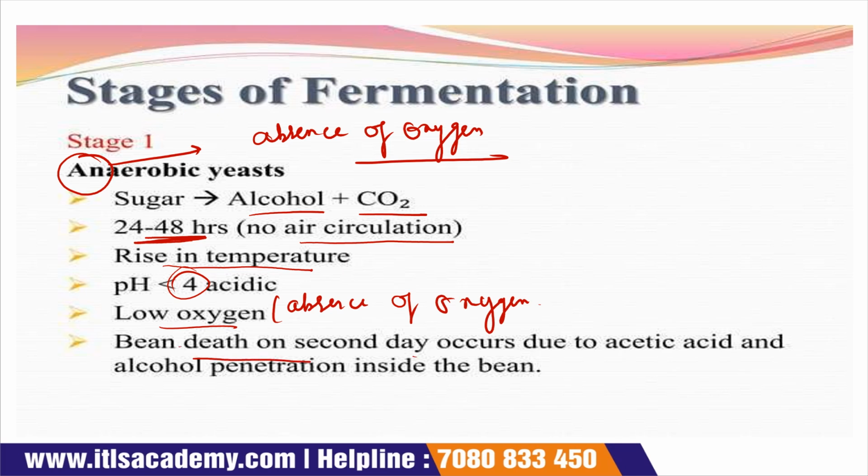Bean death on the second day occurs due to acetic acid and alcohol penetration inside the bean. Sometimes on the second day the bean death occurs because of the formation of acetic acid, due to which the alcohol penetrates inside the bean, and that's why these beans are declared dead and we can't use them.